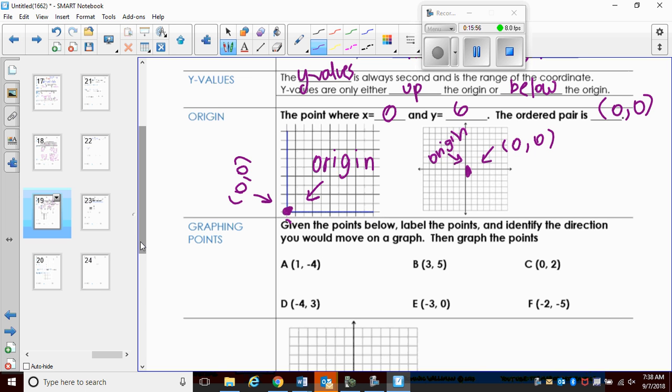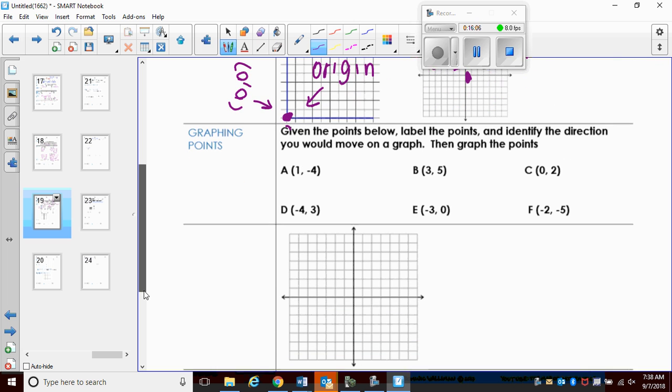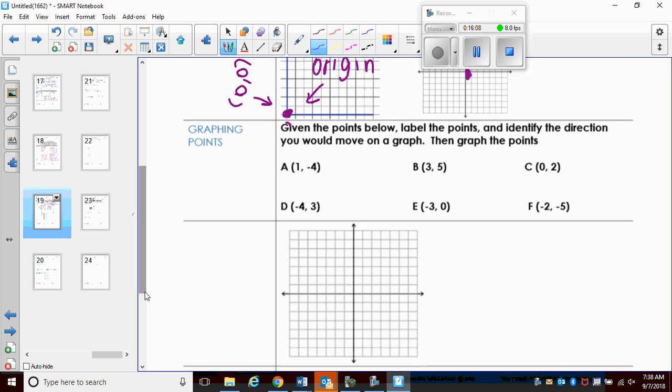Given the points below, we're going to label the points, identify the direction we'll have to move on the graph, and then graph the points. So we're going to be graphing points in the next section. And I think this is going to be, so far so good, pretty easy through all classes. So first, label the points, and we're going to need these skills when we do Unit 4.